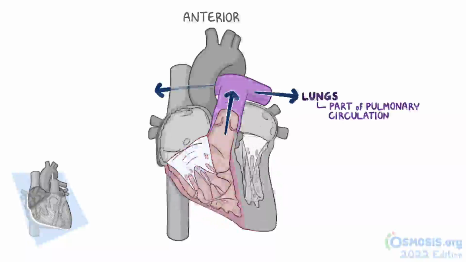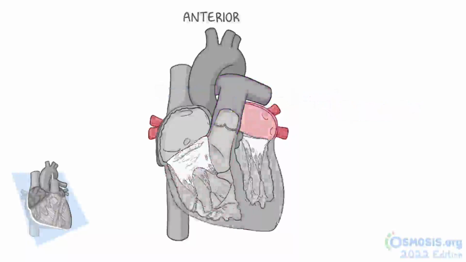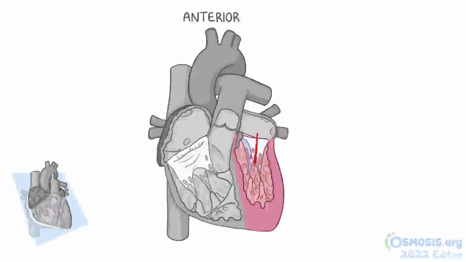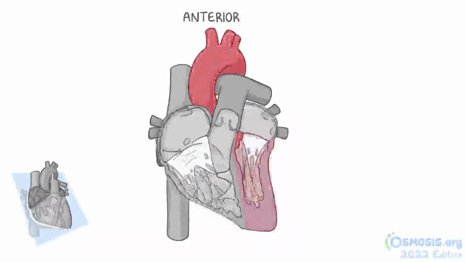On the other hand, after gas exchange takes place in the lungs, oxygenated blood returns from the lungs through 4 pulmonary veins, which drain into the left atrium. Then, oxygenated blood goes in the left ventricle, and from there it's pumped into the aorta so that it reaches the whole body and is considered part of the systemic circulation.